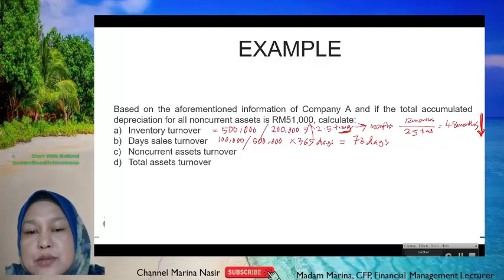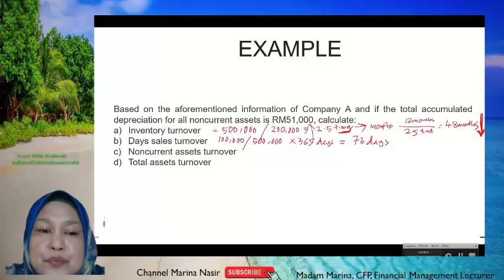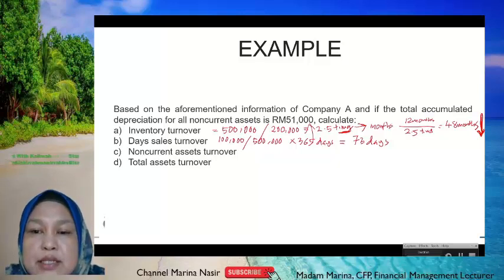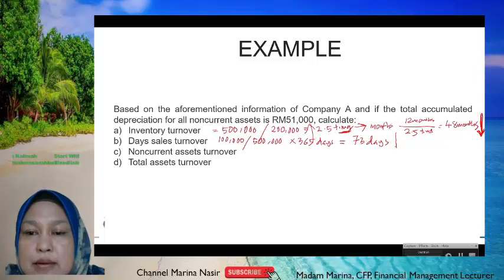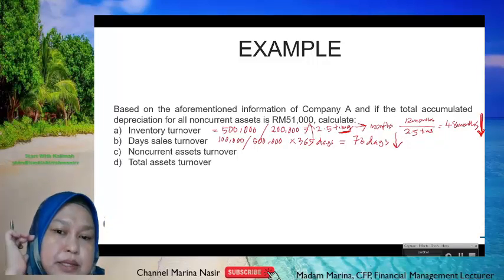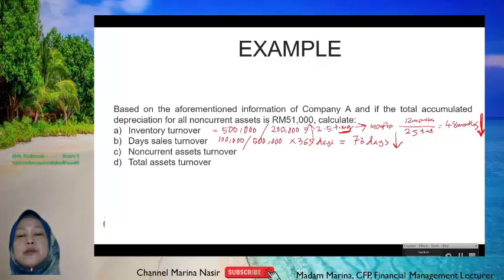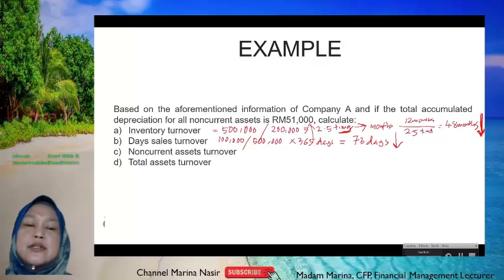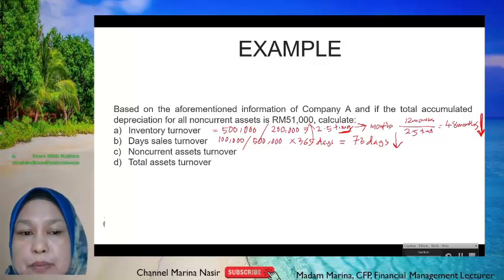So how to interpret and how to make a comparison? The shorter time is better. The shorter day sales turnover is better. Takkanlah kita nak orang bayar hutang kita lama-lama kan? So that's why the shorter time is better.